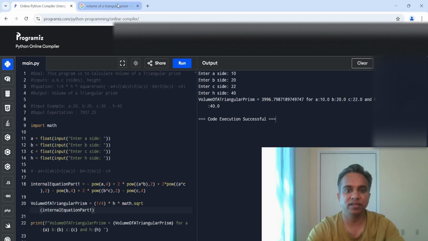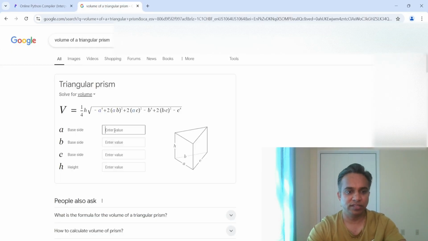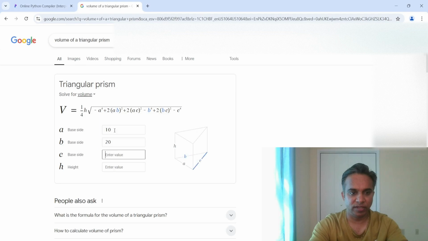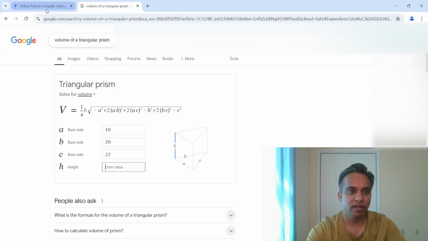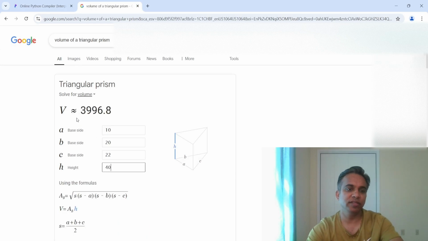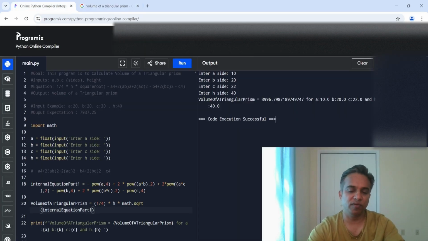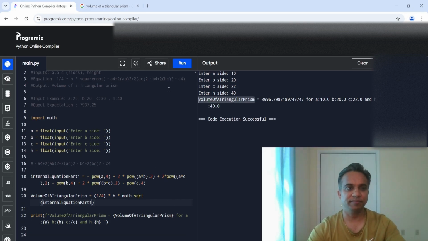Let's run this through Google. So it is 10, 20, 22 and 40. So that is 3996. That is our program, which is calculating the volume of a triangular prism. Thank you.